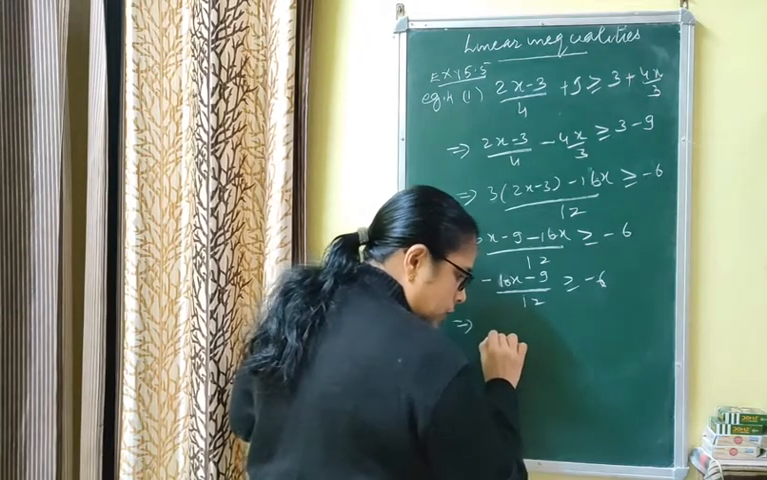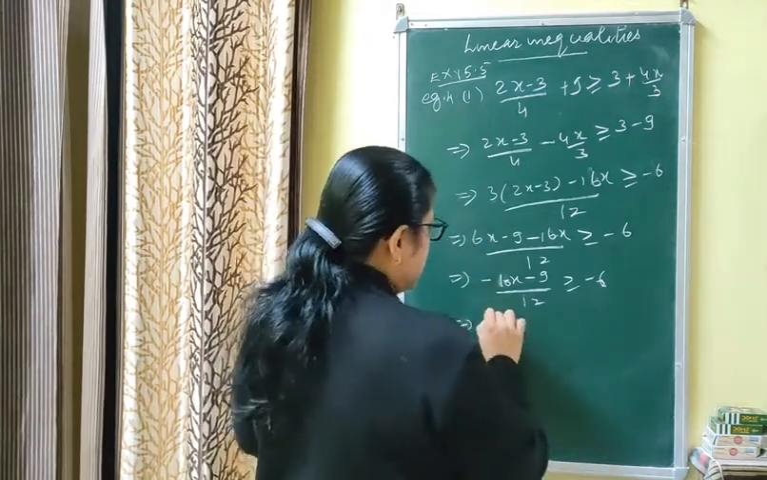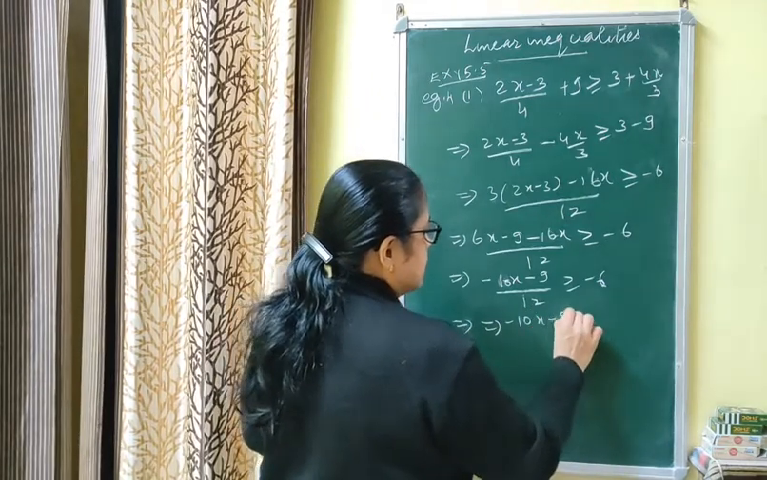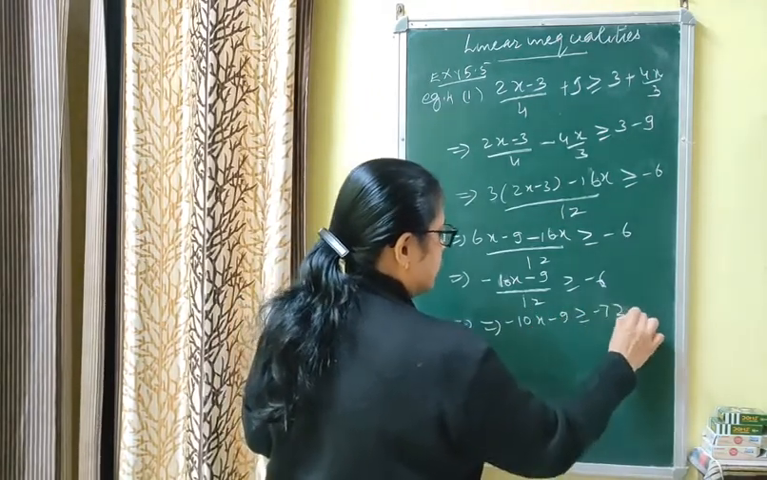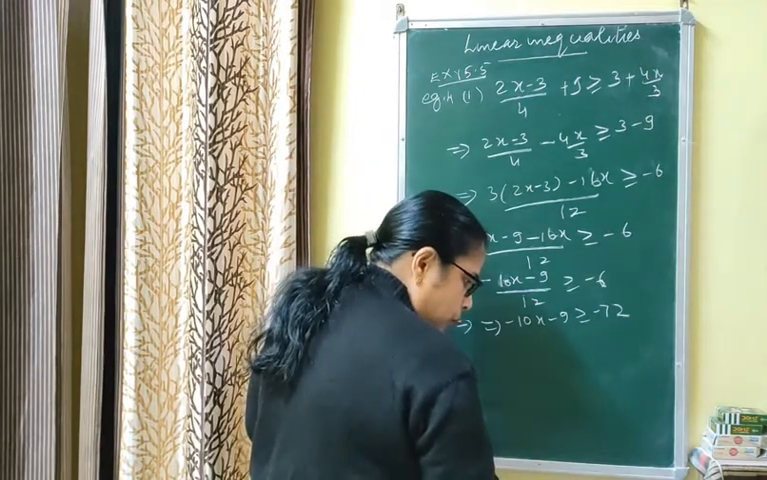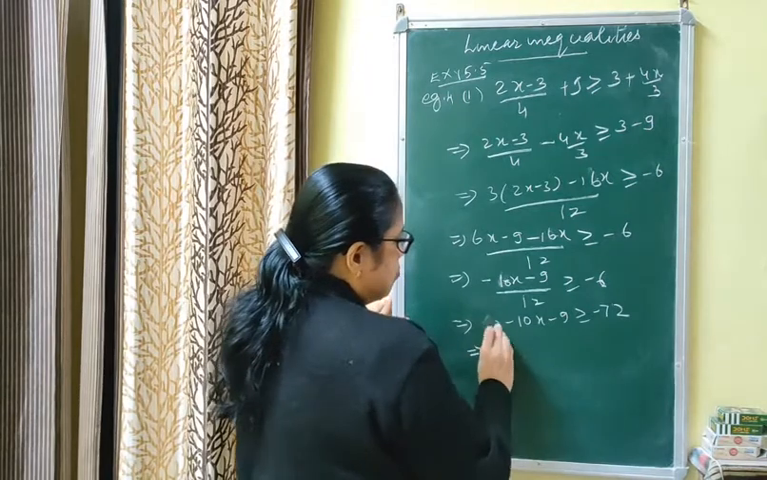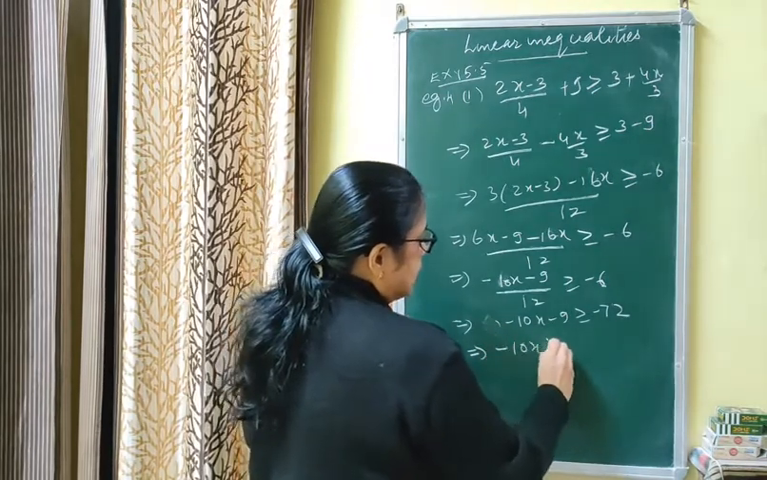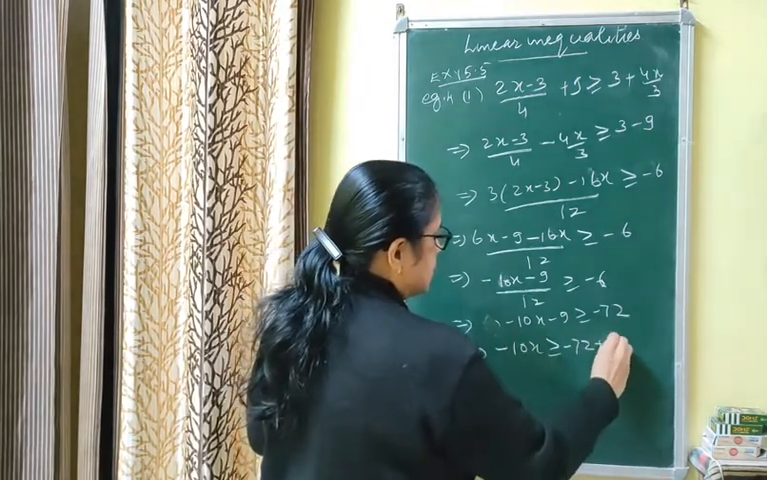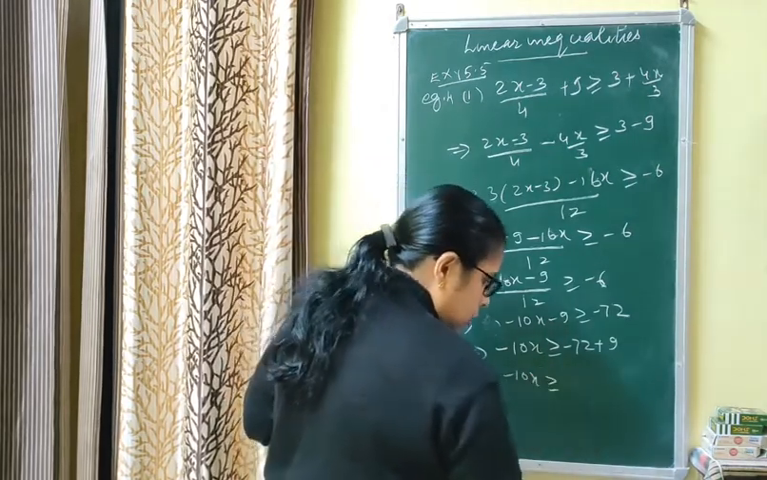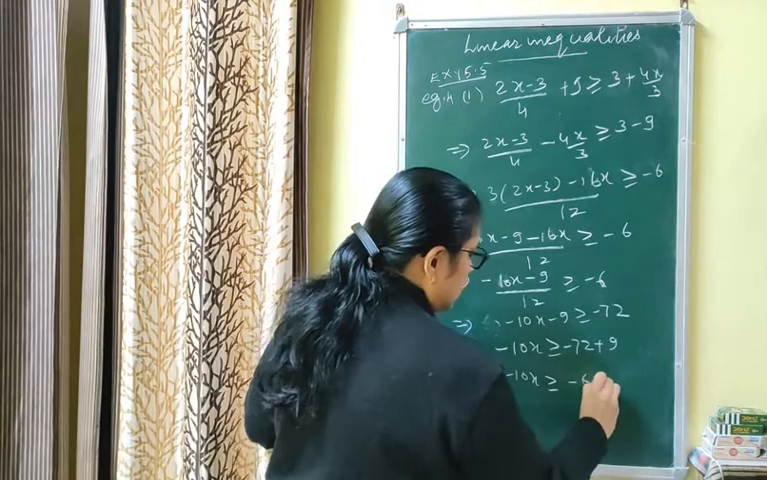That implies if you multiply this, you will get minus 10x minus 9 is greater than or equal to minus 72. Now, if you transfer the variable to one side and constant to the other side, you get minus 10x is greater than or equal to minus 72 plus 9. That implies minus 10x is greater than or equal to minus 63.